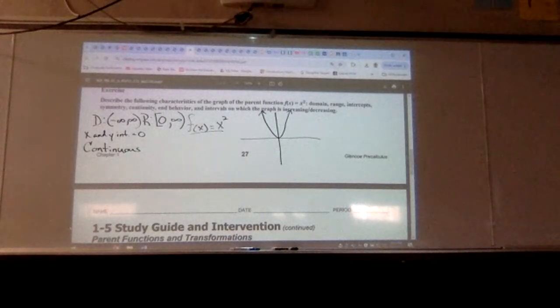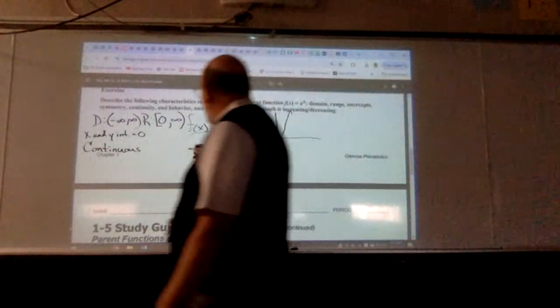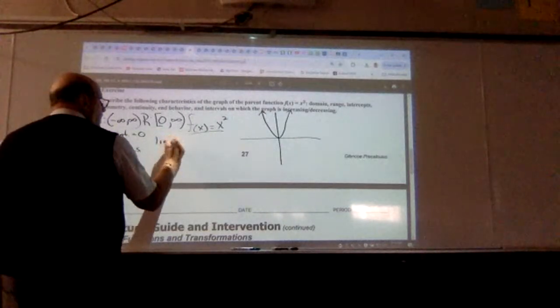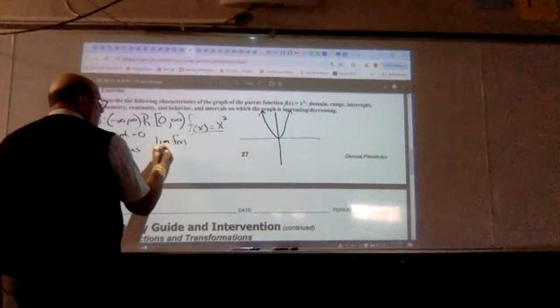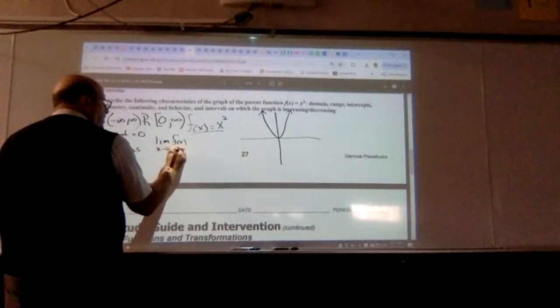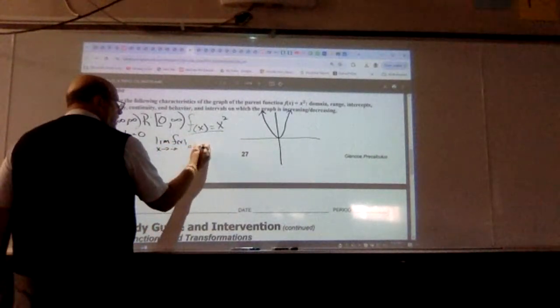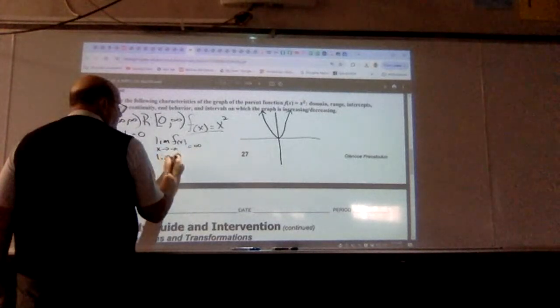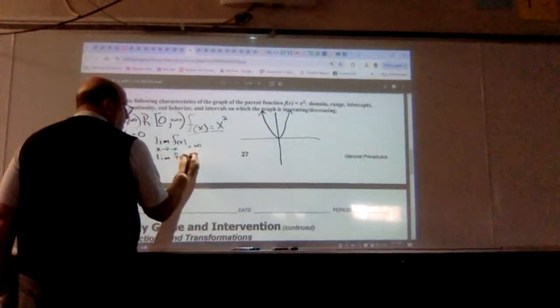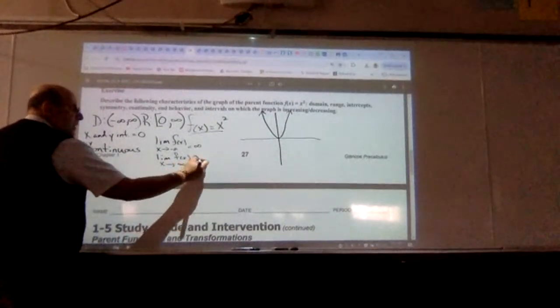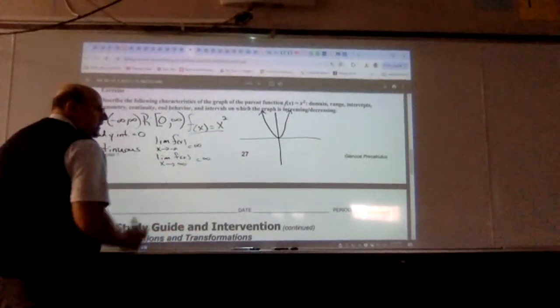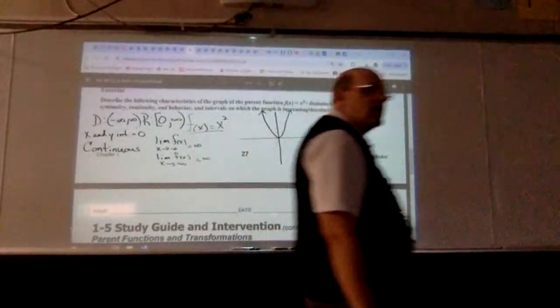The end behavior, what are the ends doing? They just keep going up, so they keep increasing. So the limit of this function as x approaches negative infinity is infinity, and the limit of this function as x approaches positive infinity is also positive infinity. If we don't write it with the equal sign, we put a comma.